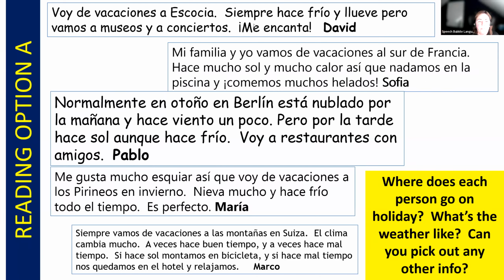Así que voy de vacaciones a los Pirineos en invierno. When do I go to the Pyrenees? Invierno. In the winter. Muy bien. Nieva mucho y hace frío. What does it do a lot? It snows a lot. And it's cold todo el tiempo. It's cold all the time. Es perfecto. It's perfect. Muy bien. Okay. We have uno más, el último.